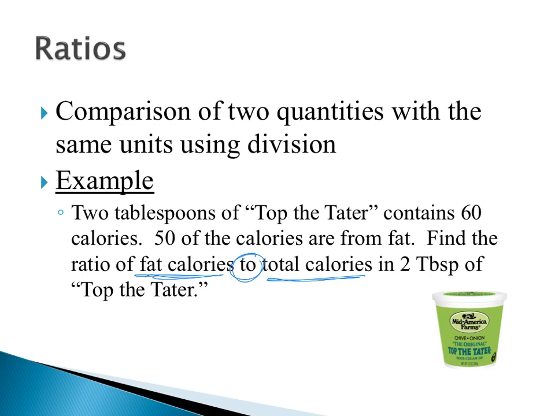So when you write a ratio, you either write it as a fraction or you use a colon. In this case, I'll just start with a fraction. So fat calories is 50, total calories is 60. You should reduce. So the ratio of fat calories to total calories is 5 to 6. You could also write it like this, 5:6. That works too.